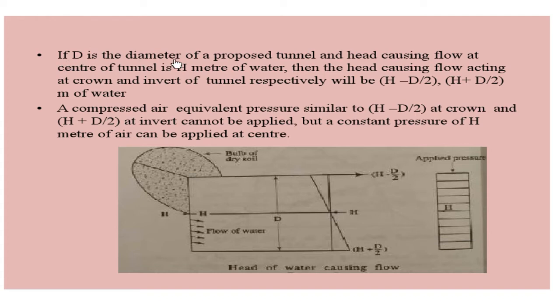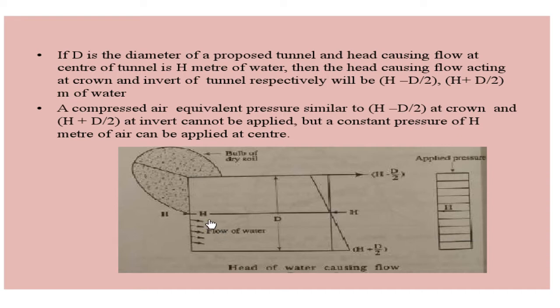If D is the diameter of a proposed tunnel and the head causing flow at the center of the tunnel is h meter of water, then the head which causes the flow, acting at the crown and invert respectively, is taken as h minus d by 2 and h plus d by 2. So here you can see a figure.